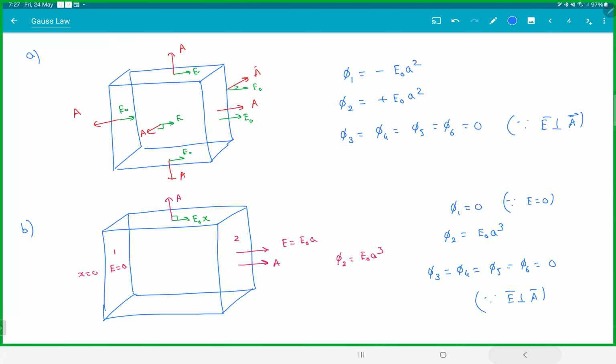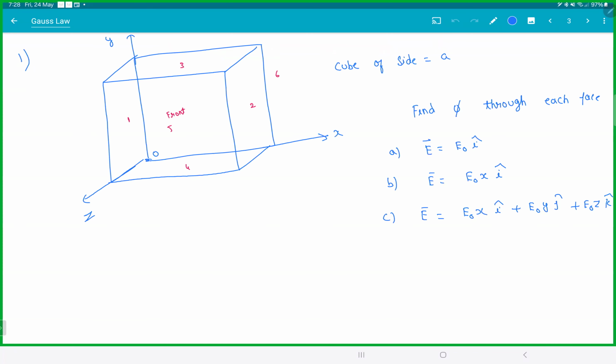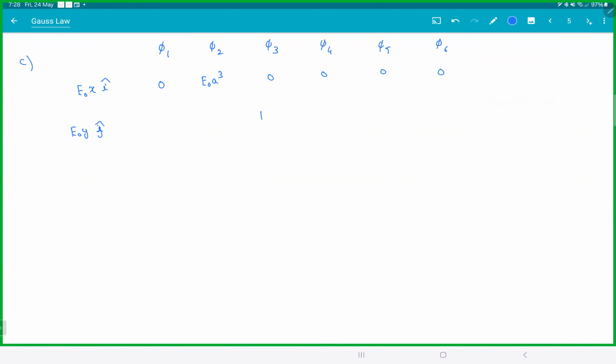Look at the third one. Now, flux 1, flux 2, 3, 4, because it's a scalar quantity, you can directly add it up. Due to the E naught x i cap, I can do it for each one. This guy is 0, this guy is E naught A cube, and the rest are 0. Due to E naught y j cap, if you see the diagram, the field is in this direction, so only 3 will have flux, isn't it? This one will have it and the remaining all will be 0.